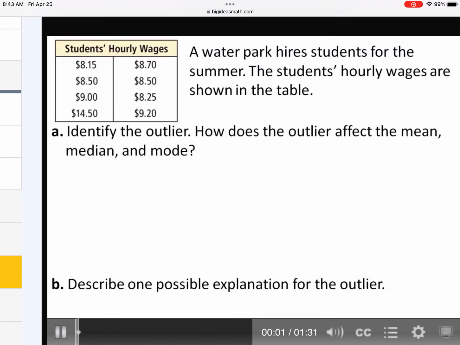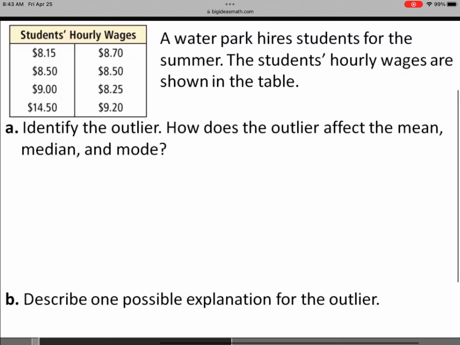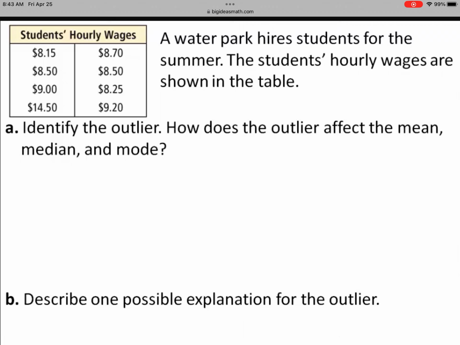A water park hires students for the summer. The students' hourly wages are shown in the table. Part A. Identify the outlier. How does the outlier affect the mean, median, and mode?